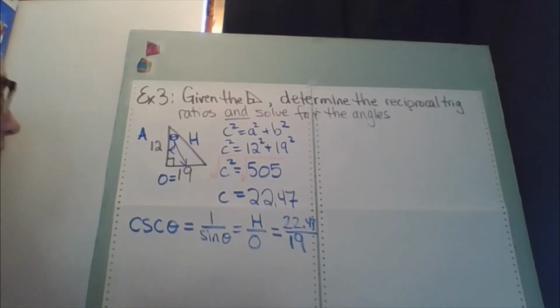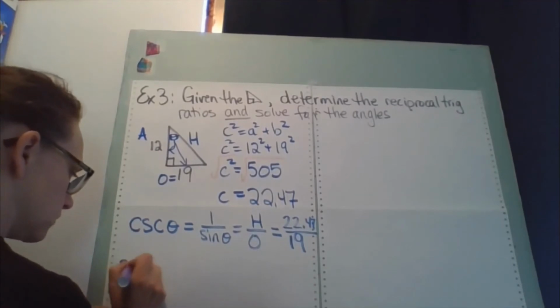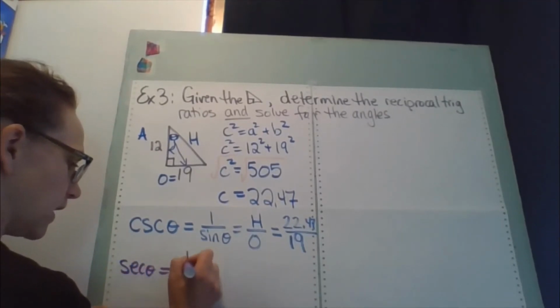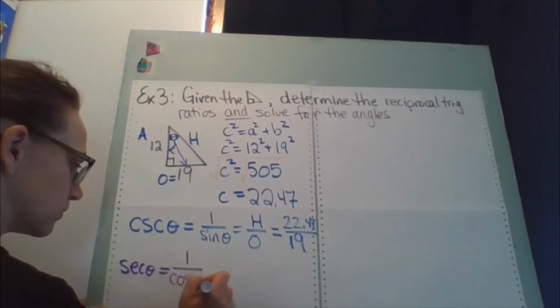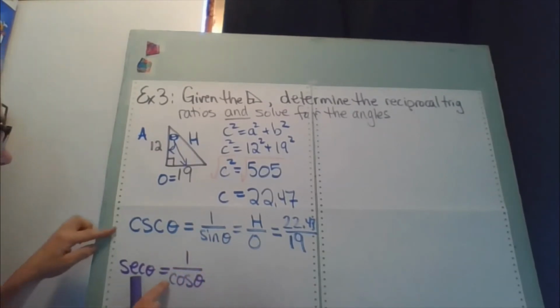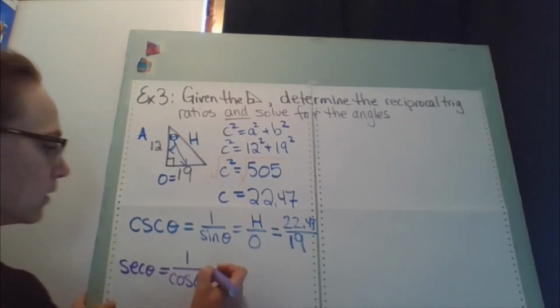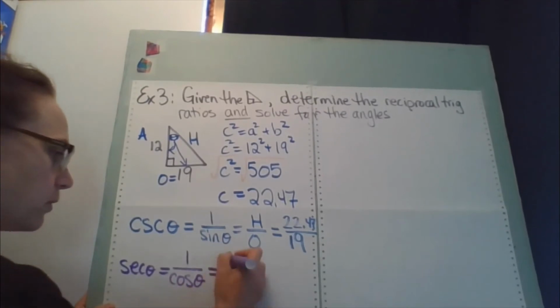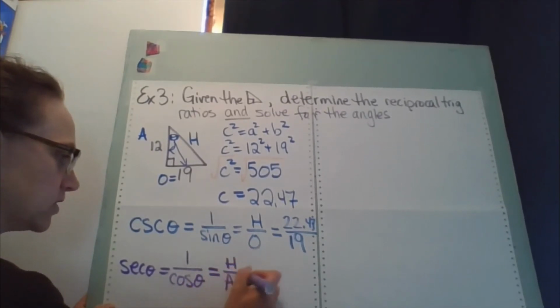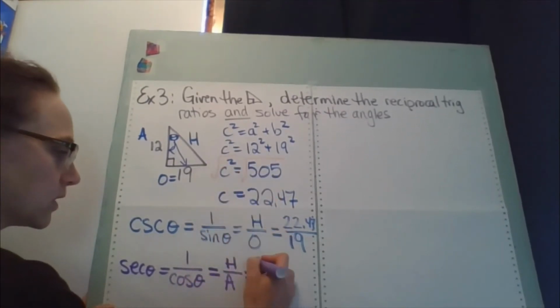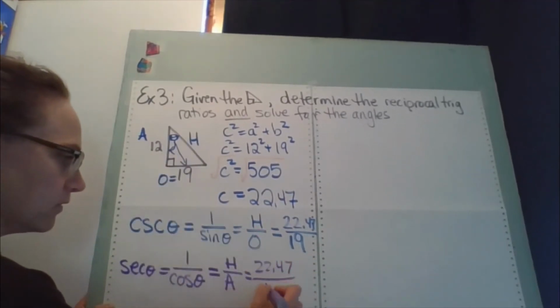Secant of my angle is 1 over cos. I always remember it as they're the opposite letters. Cos is adjacent over hypotenuse, so that means I want hypotenuse over adjacent. So that is 22.47 over, who's adjacent, 12.